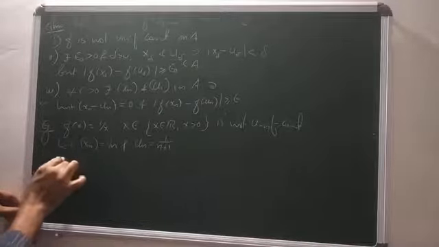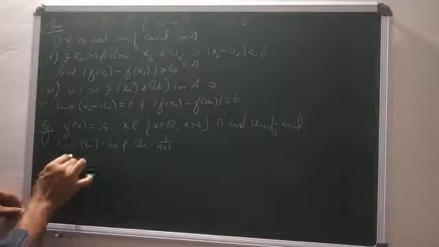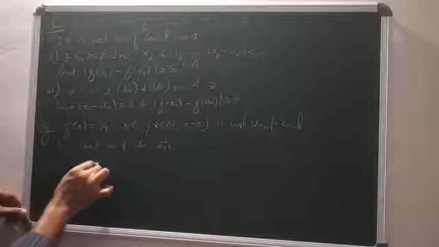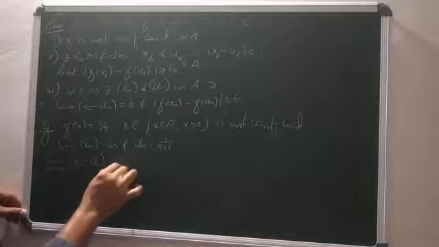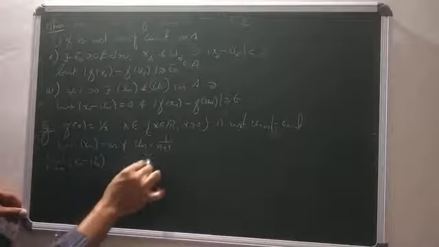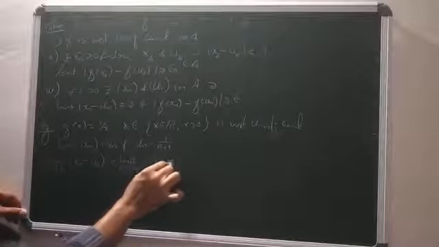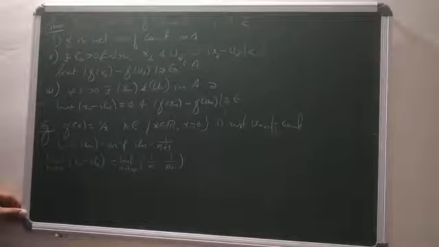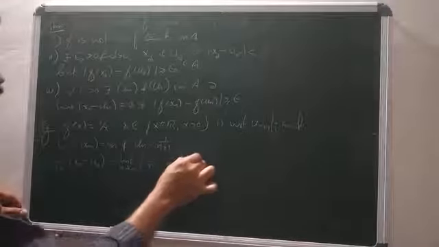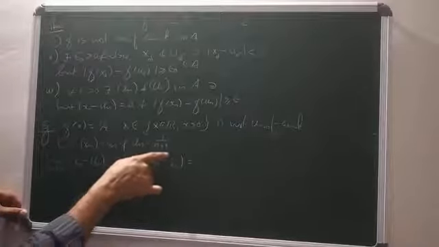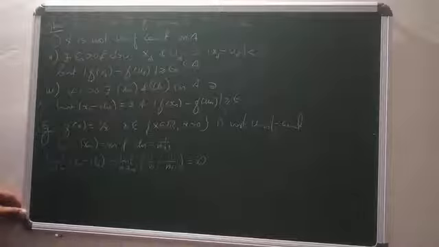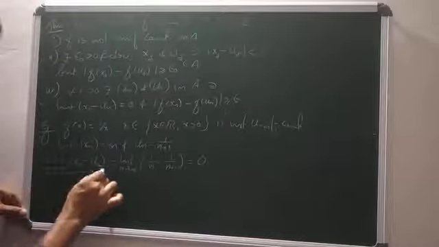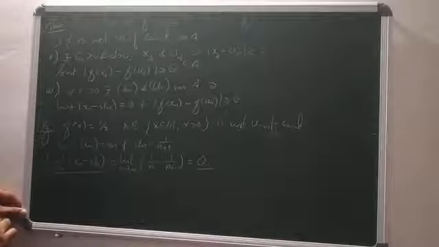So what is the limit as n goes to infinity of xn minus un? The limit as n goes to infinity of 1 by n minus 1 by n plus 1 equals n plus 1 minus n by n into n plus 1, which surely is 0. Finally, limit xn minus un equals 0.